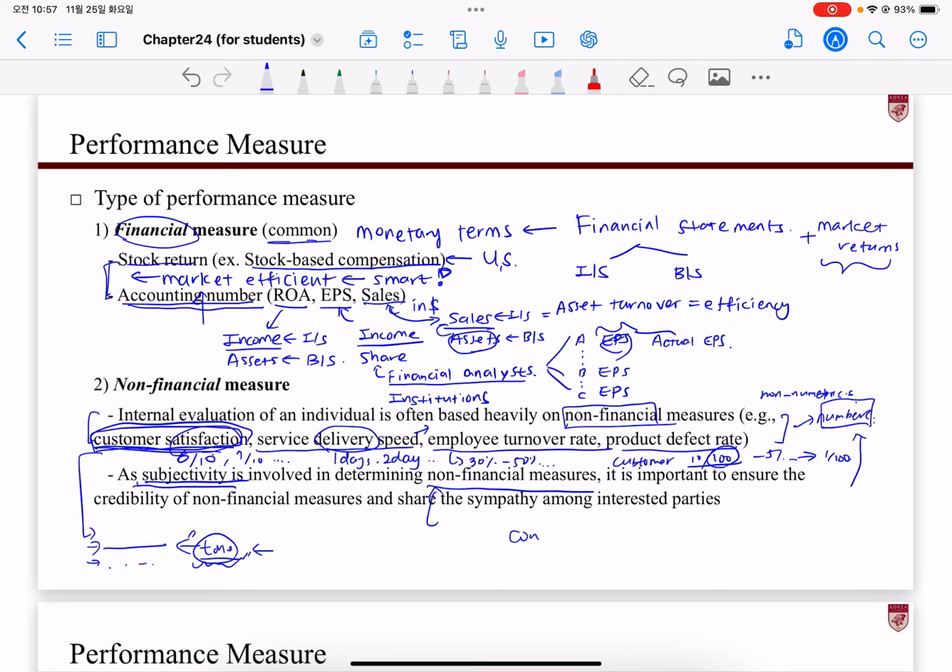So in order to use the non-financial metrics in performance evaluation, there should be a sympathy among the interested parties, like the employees within a company. They should be on good terms in terms of whether or not to use those non-financial measures.